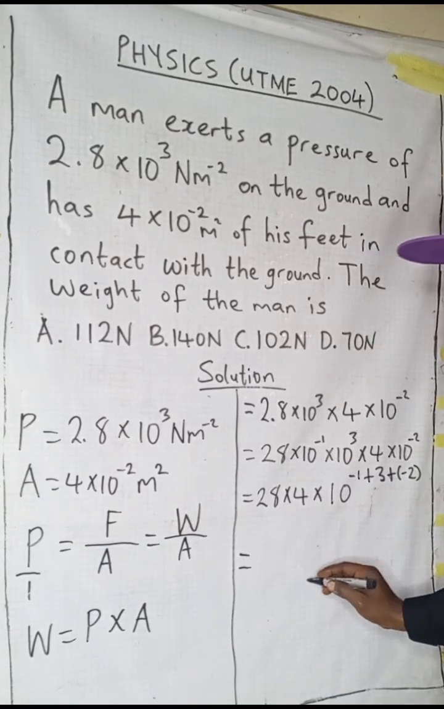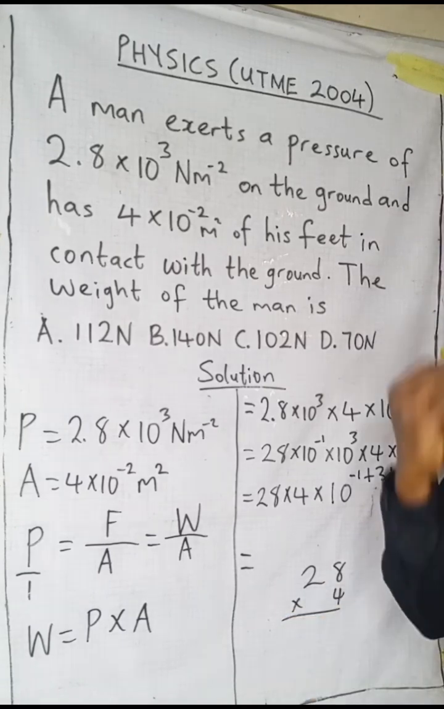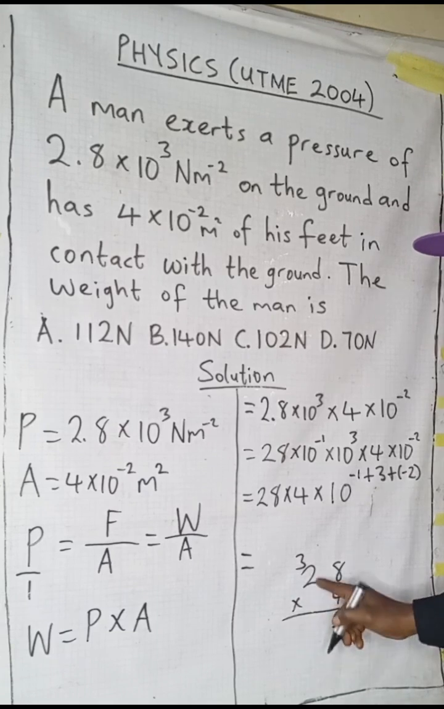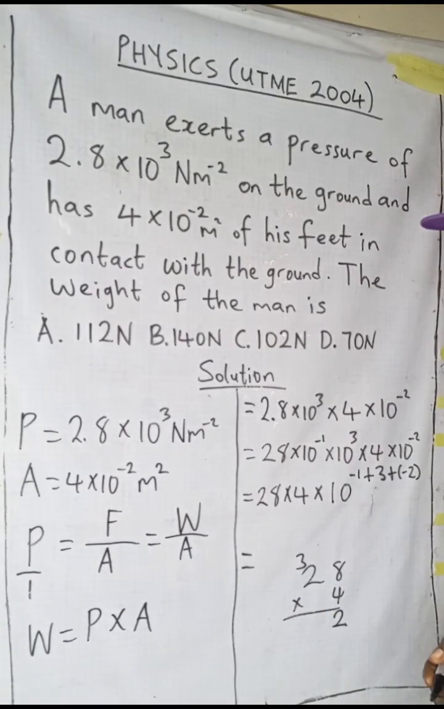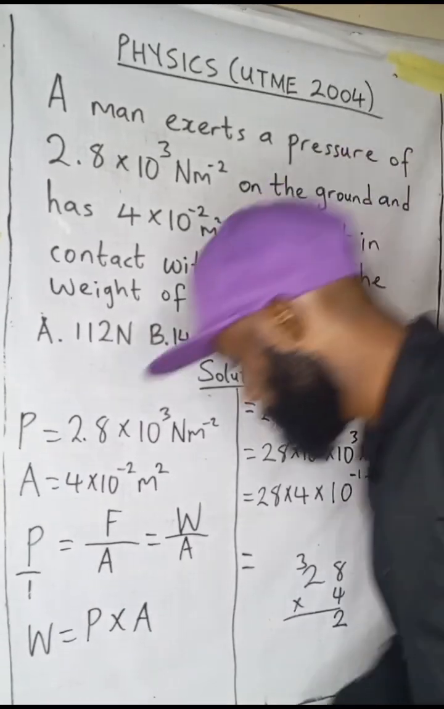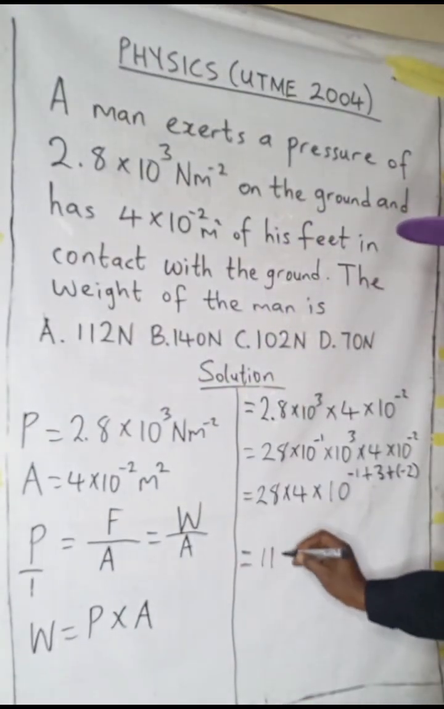If we multiply here, what do we have? We can check it. That will be 28 times 4. 4 times 8 is 32. We have 2 here and we have 3 here. 4 times 2 is 8 plus 3, 11. We are going to have 11 here with the last 2.